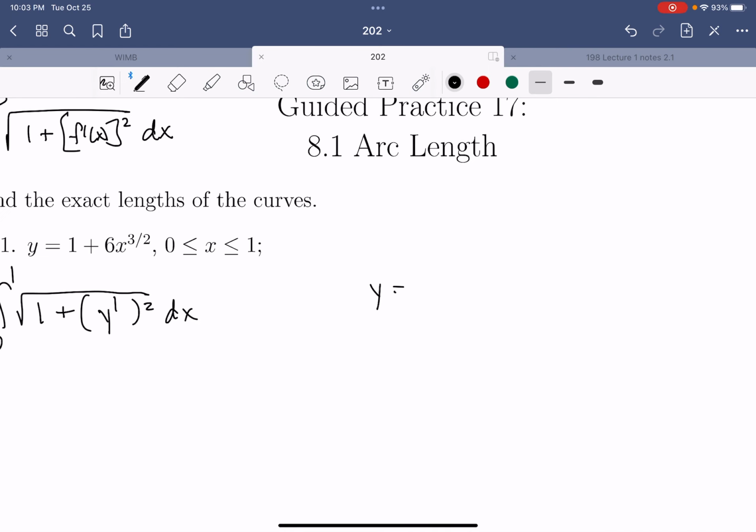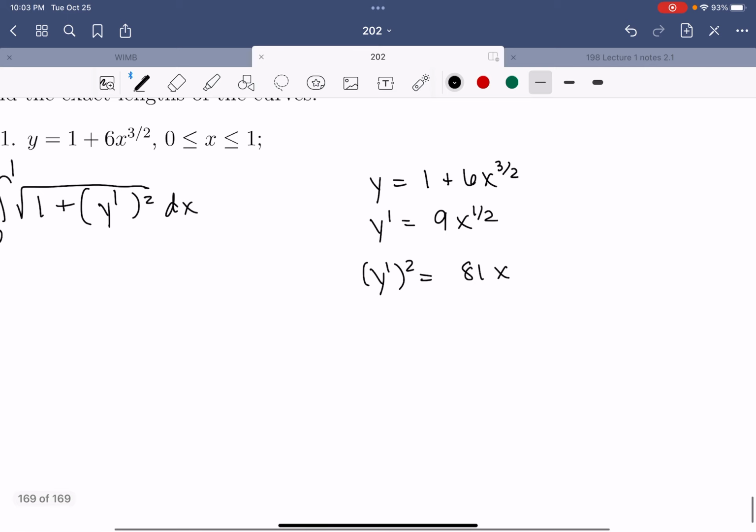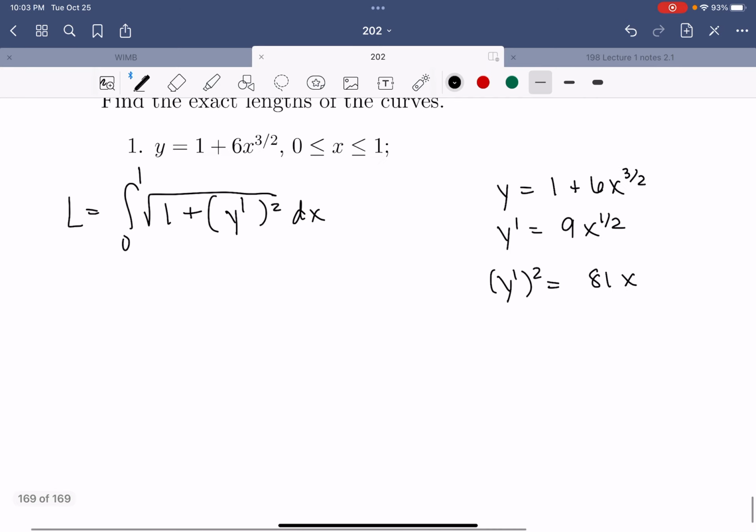So y is 1 plus 6x to the 3 halves. And so the derivative here is going to be 6 times 3 halves, which would be 9x to the 1 half. You're then going to square that to get 81x. And then you're going to add 1. So we can plug that in over here. That one's not too bad. Integral from 0 to 1, square root of 1 plus 81x dx.